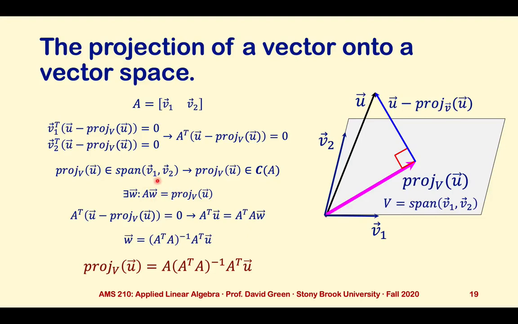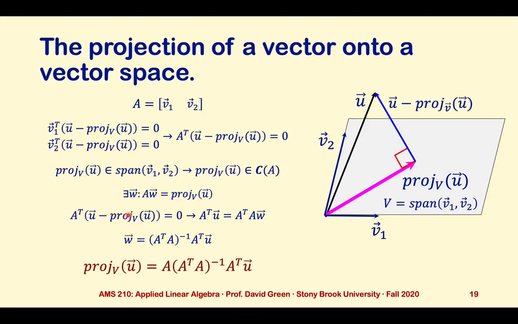So again, I don't know what W is, but I know that it exists. Since we know that it exists, we can make the same sort of substitution that we made before. I'm going to take this orthogonality equation, A transpose times U minus the projection of U onto V equals 0, and substitute in the projection piece for A times W. This gives us A transpose (U minus AW).